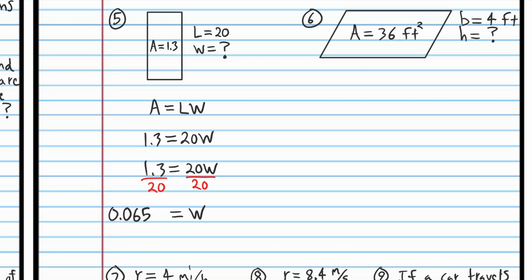Oh, wait a second, there is no unit. I should have mentioned this. I didn't mention it. In this problem, you were not given units. So if you're not given units, you can just write the number. There's really no unit to write. So if you got 0.065, good job.